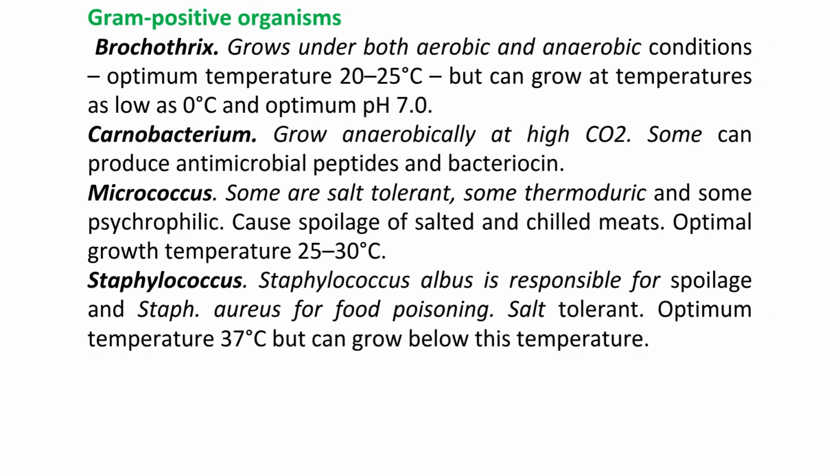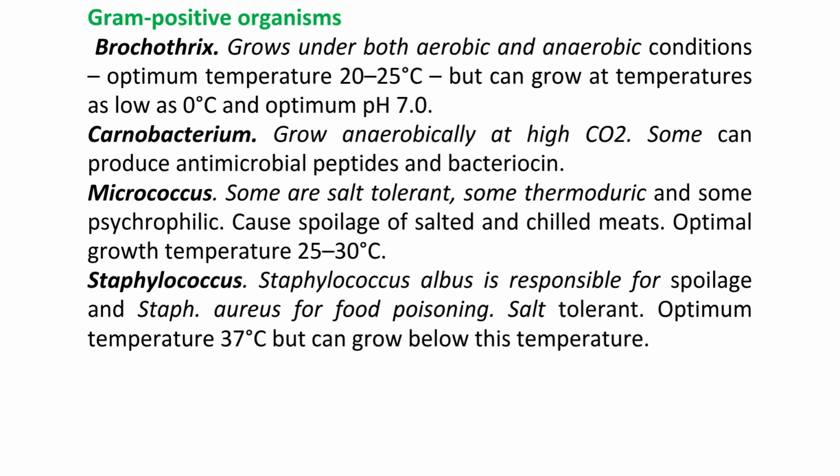Let's meet the spoilage organisms, starting with the gram-positive ones. Brochothrix grows in both aerobic and anaerobic conditions. Its optimum temperature is 20 to 25 degrees Celsius, but it can grow at temperatures as low as 0 degrees. Carnobacterium grows anaerobically in high CO2. Some can produce antimicrobial peptides called bacteriocins.